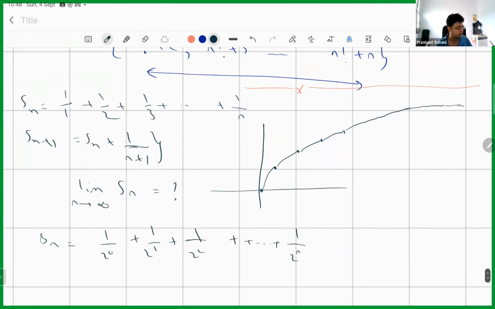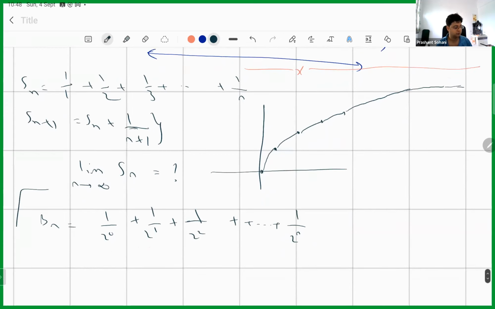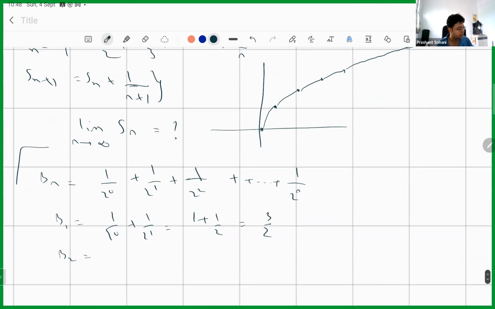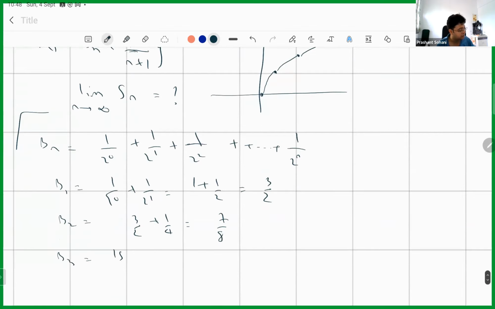Yes, sir. Before you look at Sn, consider the sequence Bn, where for every term you add the reciprocal of a power of 2. So B1 is simply 1 upon 2 raised to 0 plus 1 upon 2 raised to 1, which is 1 plus half. B2 will be, you add 1/4 to that, so plus 1/4, which is 7 by 8. B3 will be 15 by 16.